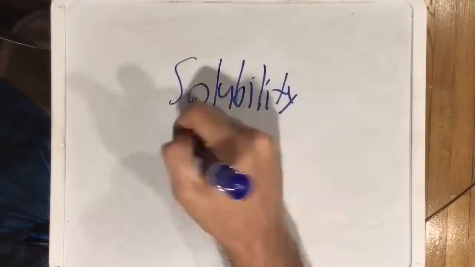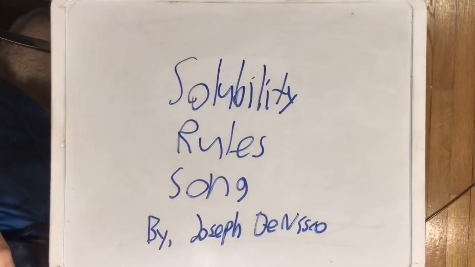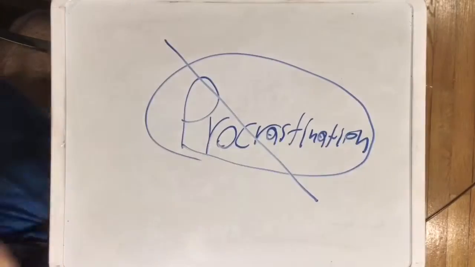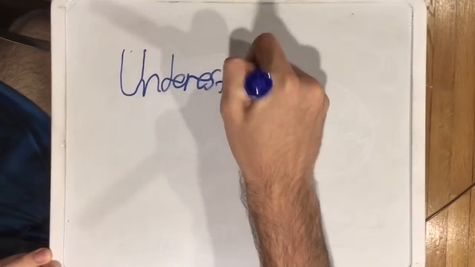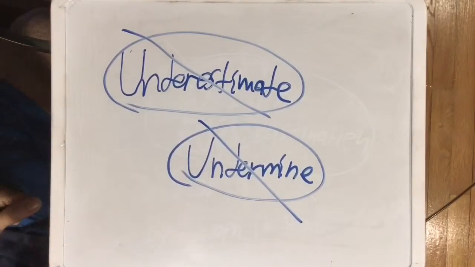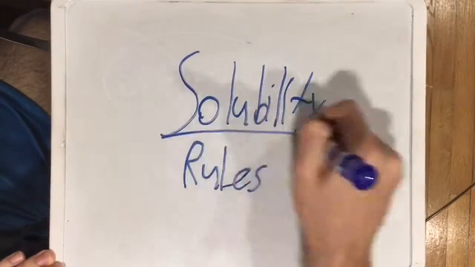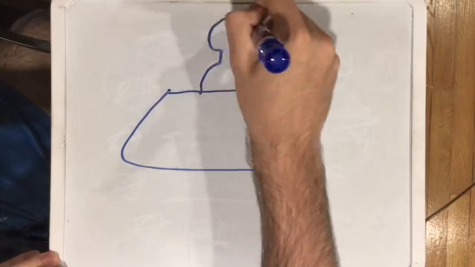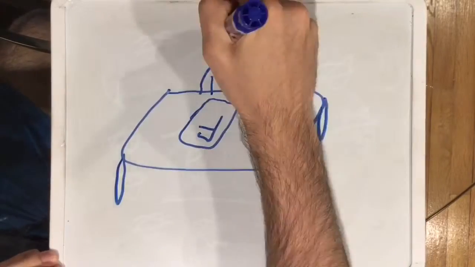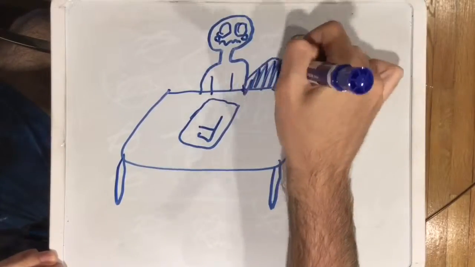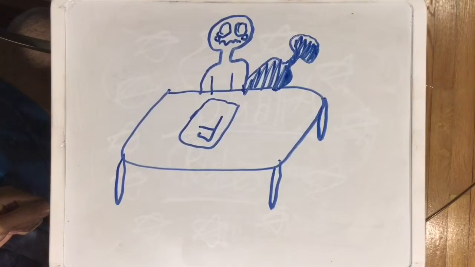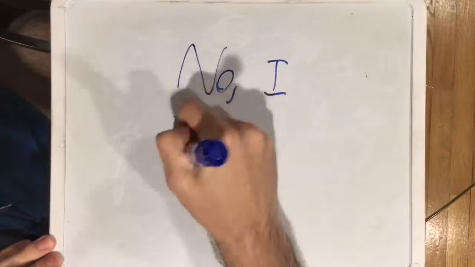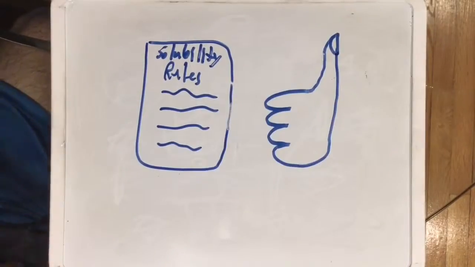Solubility rules are so easy, I just have to skim over them. I don't have to study them at all. Don't you procrastinate, little man. Don't underestimate or undermine. These are important now, you must learn them. If you don't learn these rules, you'll be crying inside. You'll be crying inside because you failed your test. And you don't want that to happen, do you? Then you have to buckle down for a bit. Just learn the rules, you'll be fine.